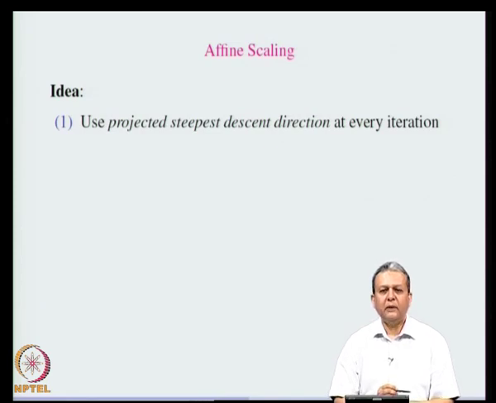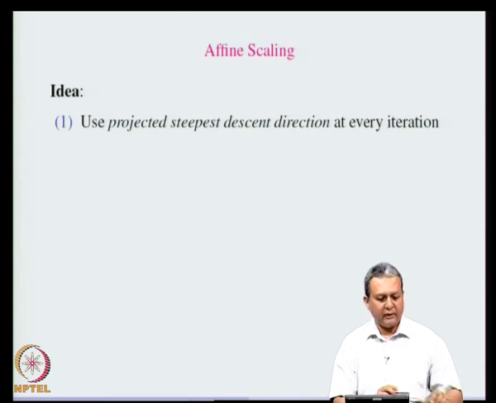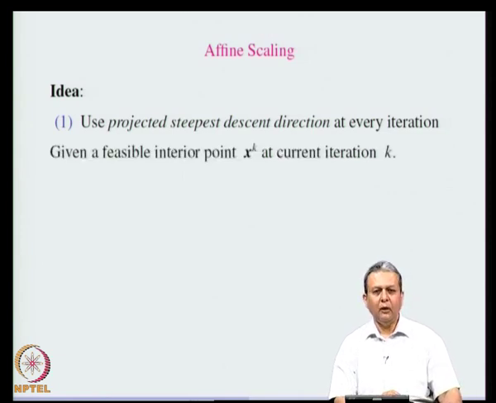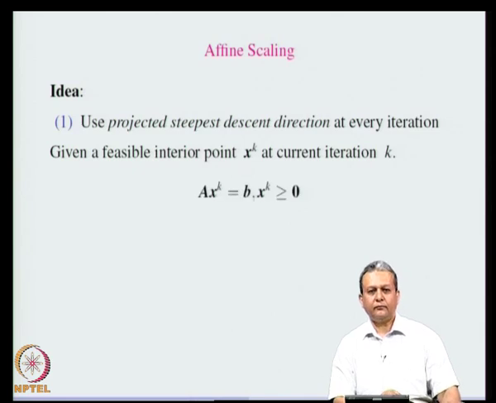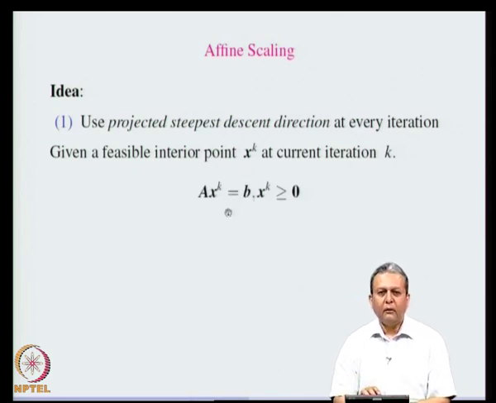The affine scaling method uses the idea of projected steepest descent direction at every iteration. So, suppose we are given a feasible point which is in the interior of the feasible region at the current iteration k. Since the point is feasible, it satisfies the constraints A x k equal to b and x k greater than or equal to 0.